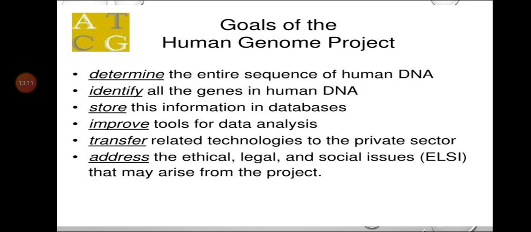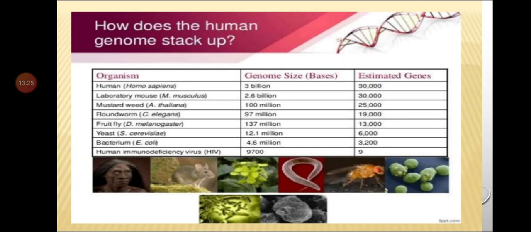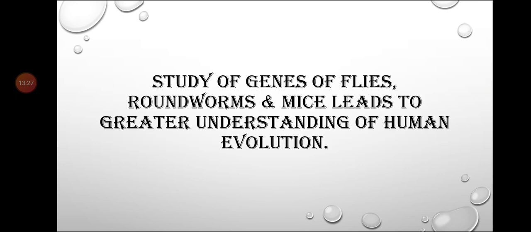Among the topics we have studied today, this is the most important question that you need to remember for examination, that is, the goals or aims of the Human Genome Project. The conclusion we came to after studying this topic is that the study of genes of different organisms such as flies, roundworms and mice leads to greater understanding of human evolution, and it also leads to understanding of gene structure and functions in other species.